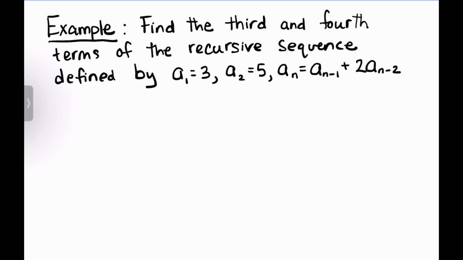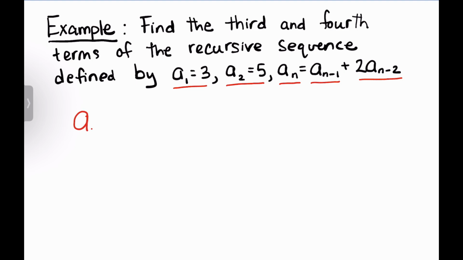Okay, in this example, we want to find the third and fourth terms of the recursive sequence defined by, okay, the first term is 3. The second term is 5, and the nth term is given by the term before it plus twice the term that was 2 before. So in this case, let's compute the third term of the sequence.